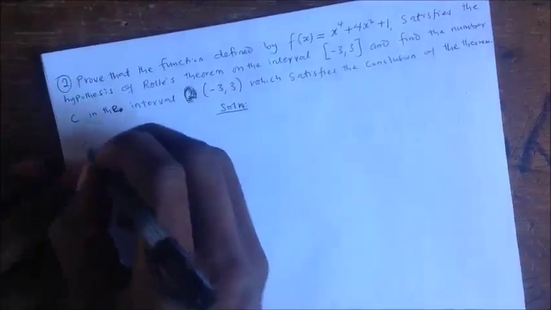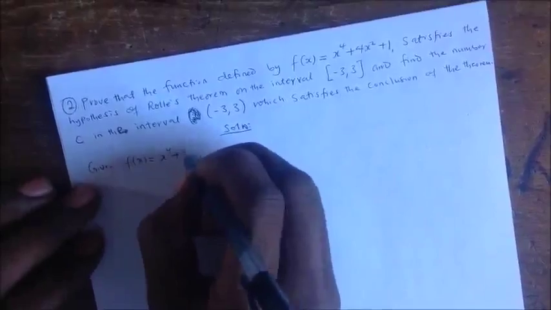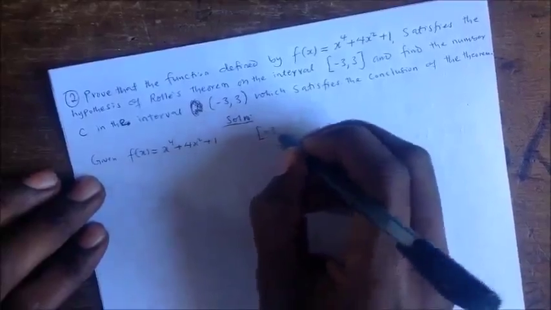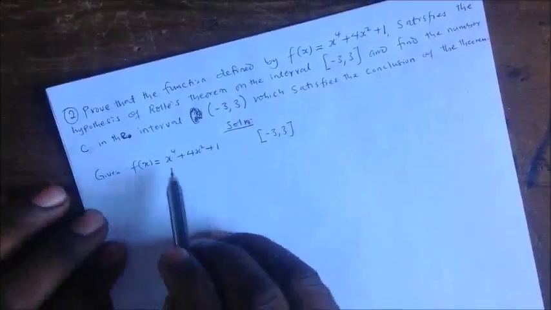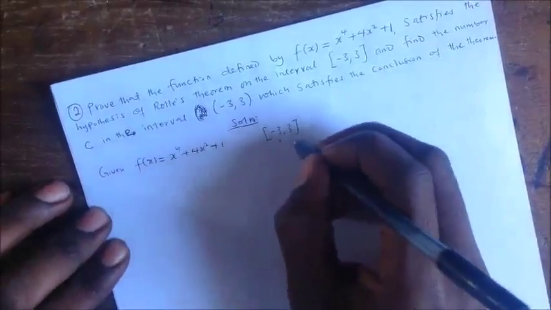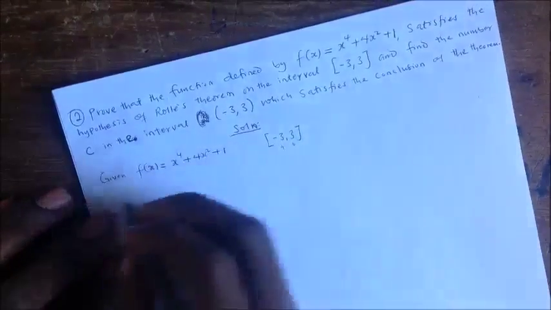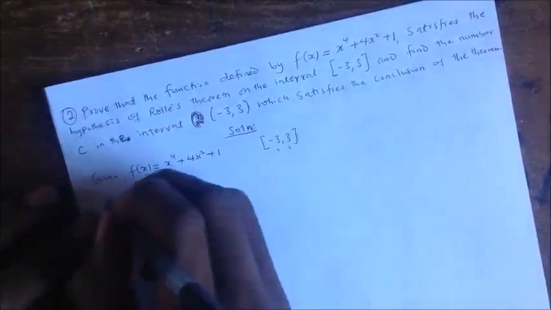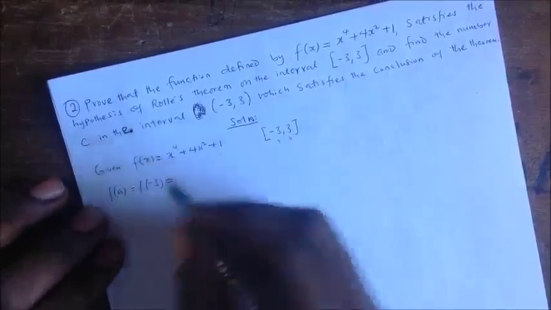We are given the function f of x is equal to x to the power of 4 plus 4x squared plus 1 on the interval minus 3, 3. So, to prove this given function satisfies the hypothesis of Rolle's theorem, we are now taking this interval as a and b. Our a here is negative 3 and b is positive 3. So we should now find f of a and f of b to see whether the function is continuous on that point.